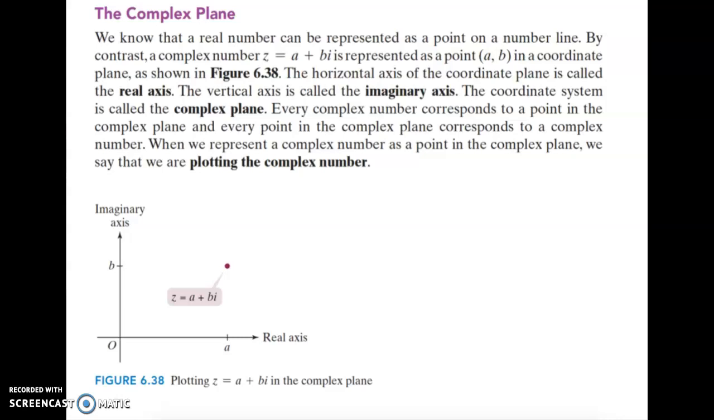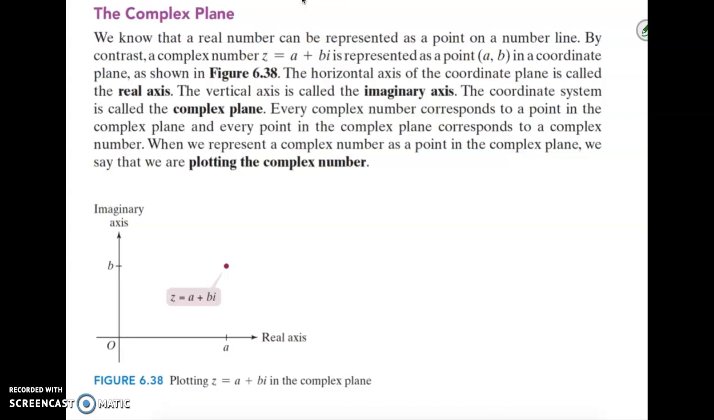So a complex number is written in the form, where we're going to highlight the complex number in that form. So z equals a plus bi. You're going to think of that a and b as your point on a coordinate plane.